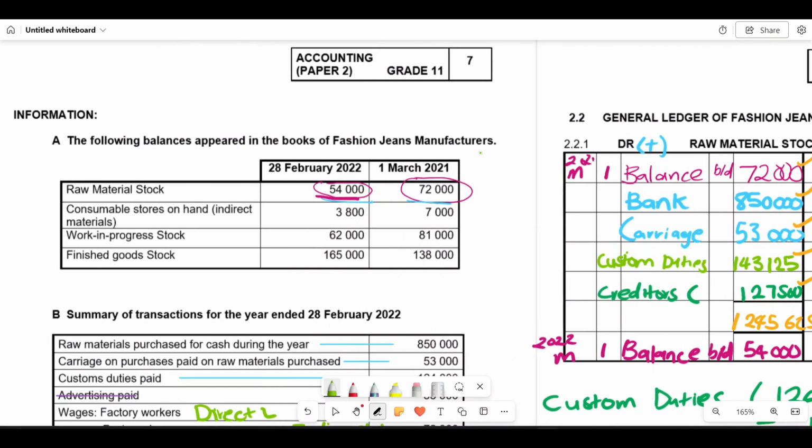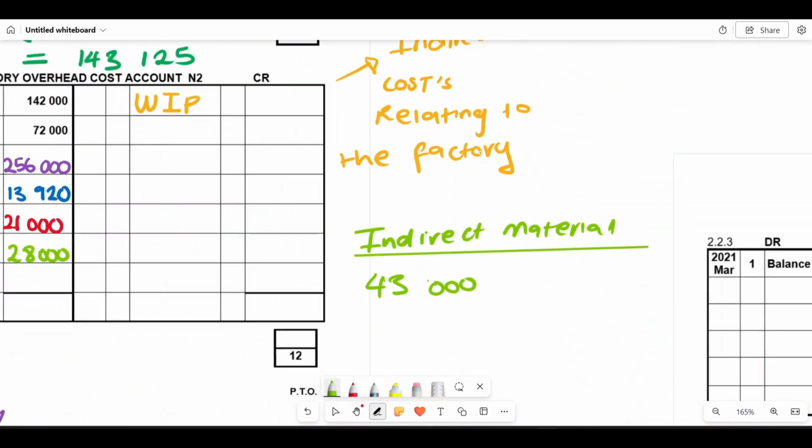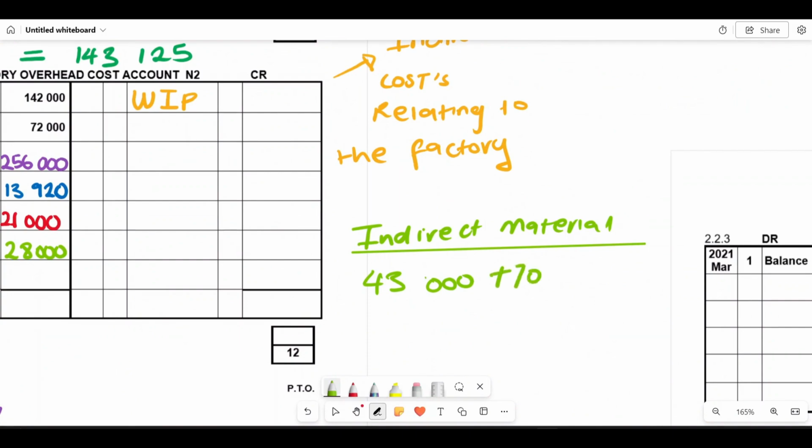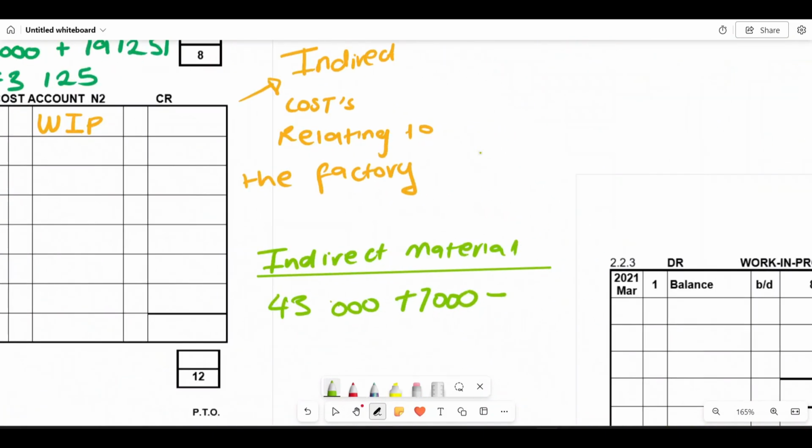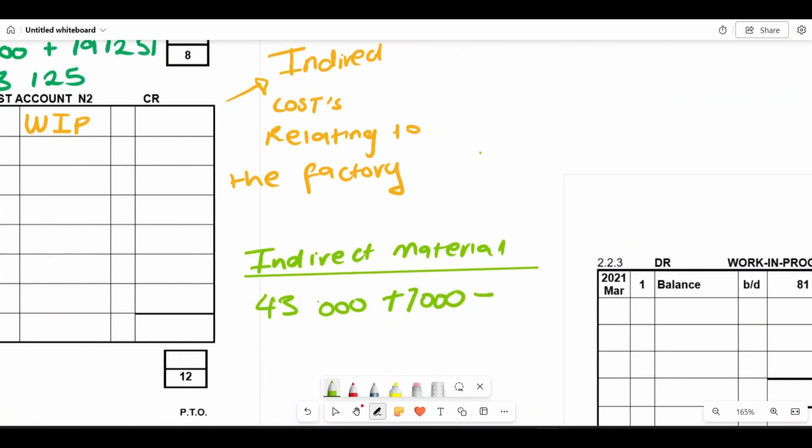Now, always when it comes to your indirect material, you need to take into consideration your consumable stores on hand. So what exactly do you need to do with these consumable stores? Always on your indirect material, you need to add this balance at the beginning, and you always need to subtract your balance at the end for your consumable stores on your indirect material total, right? So just always remember that. So here we're going to add the 7,000, which is the balance at the beginning, and we're going to minus the balance at the end, which is 3.8. Now punching this into my calculator, my indirect materials would amount to 46,200.